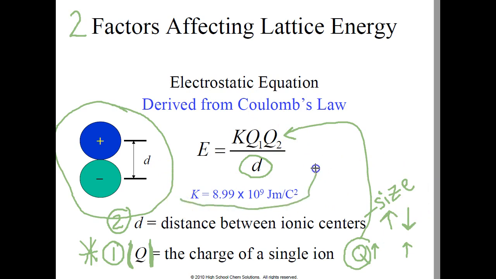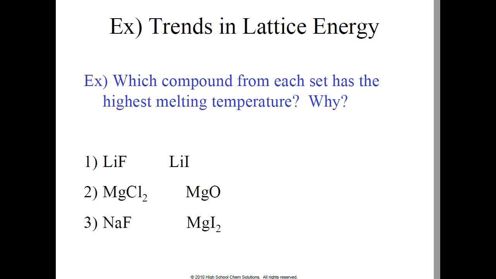You are not going to do this calculation. You just need to understand how the equation works so we can tell if a number is going to be bigger or smaller. So what you'll be asked to do is to compare two compounds, like these two, and tell me which from each set has the highest melting temperature. I could also ask you which from each set has the highest or greatest lattice energy.